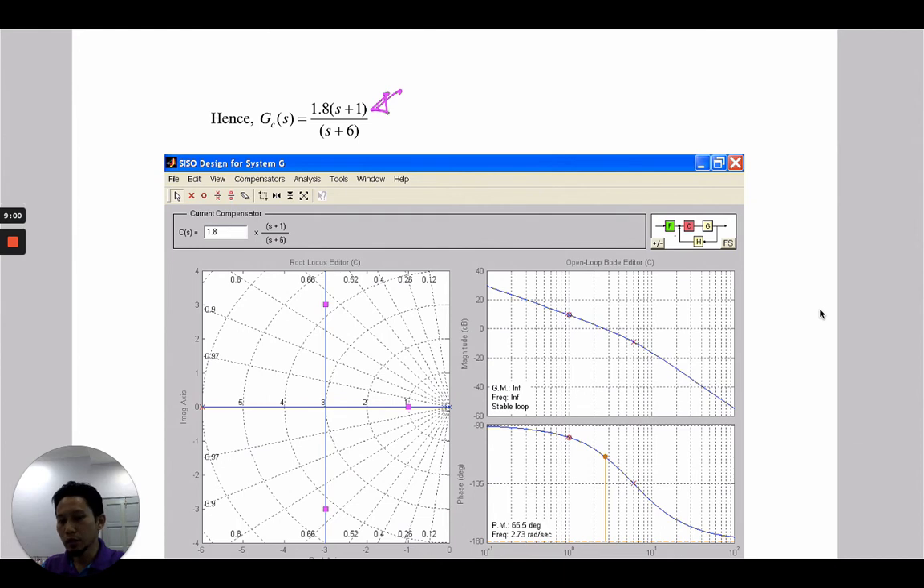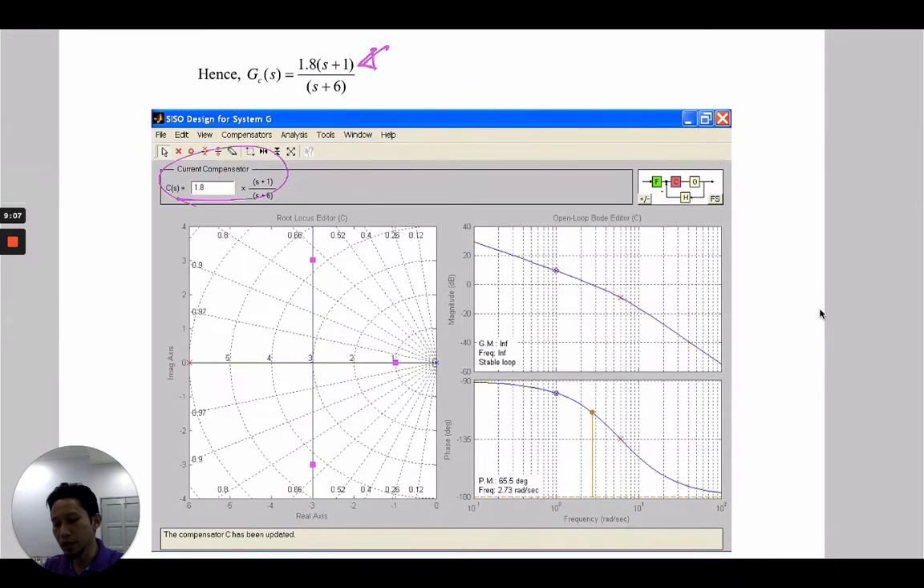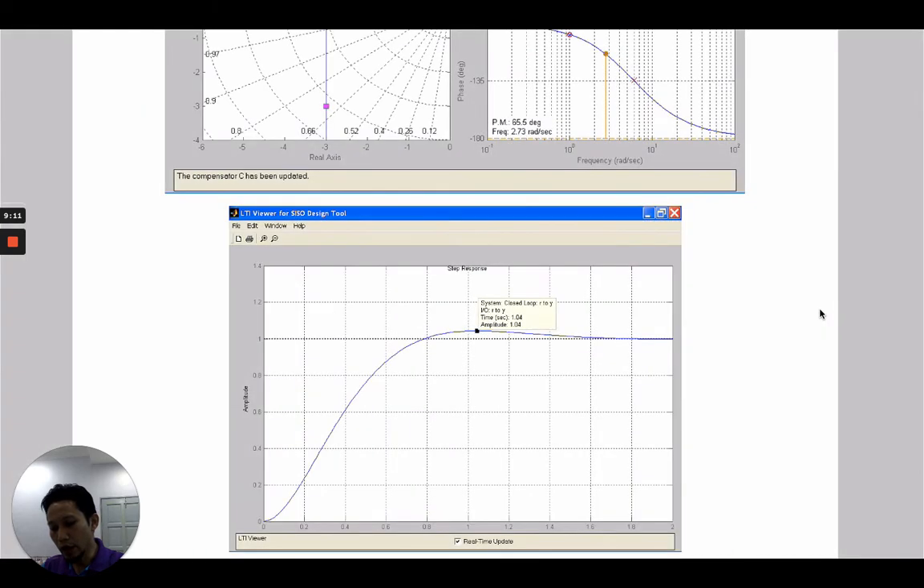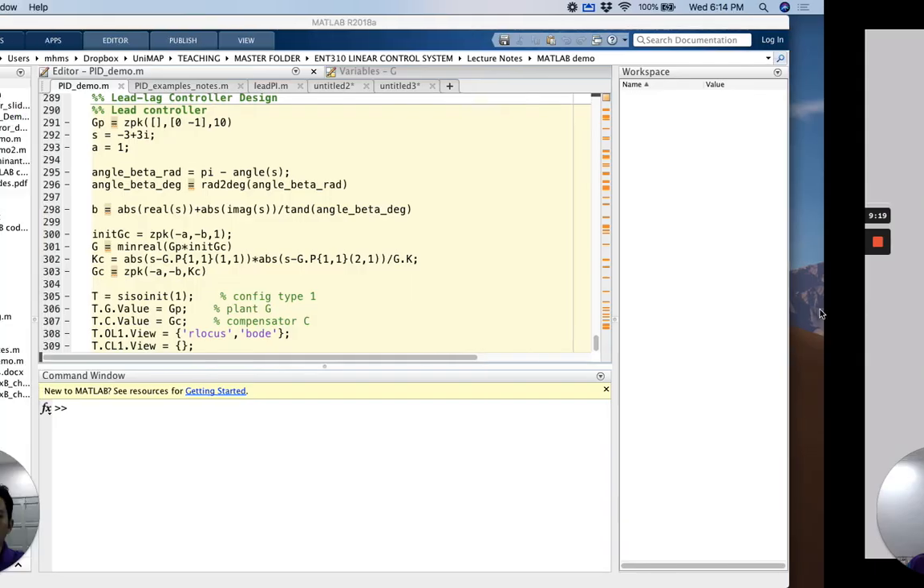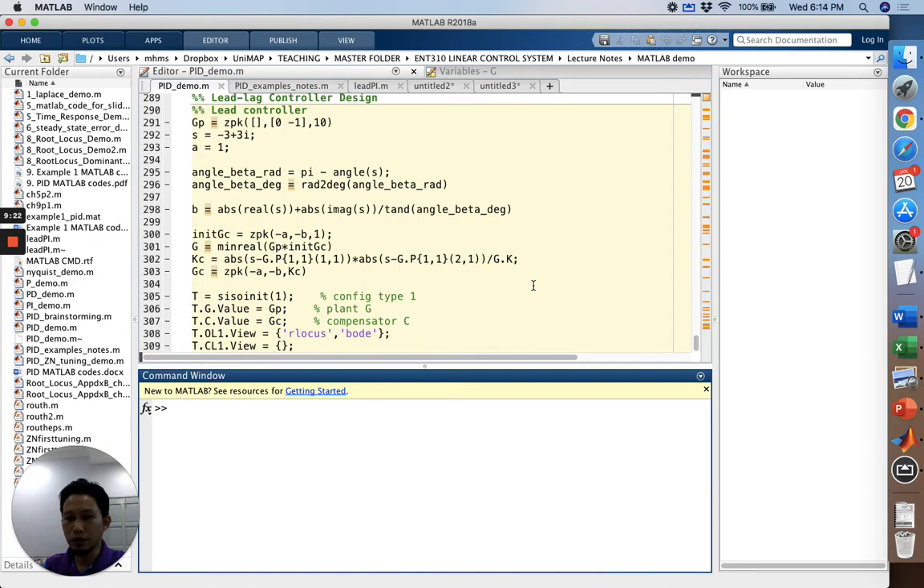Now we insert the compensator into Matlab, and then we will get something like this, the response. So let's go to Matlab.